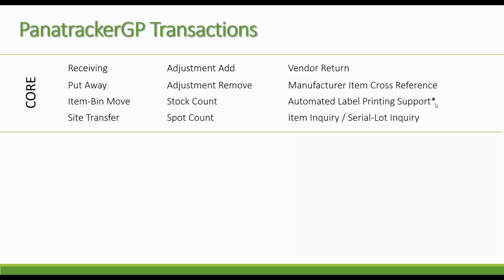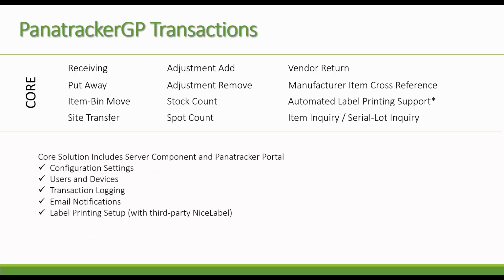The first thing we're looking at here is our core inventory transactions. This is what we see as the base for most of our customers. Inventory comes in, it's moved, it might be adjusted or counted, anything like that. Everything with the PannaTrack application is based on this core solution. That core solution includes the back-end server component, the PannaTrack portal that we talked about, all of your configuration settings, users, devices, transaction logging, email notifications are available through the PannaTracker GP application. Of course, label printing support can be added on. This is the building block, the base Lego to the PannaTrack application.